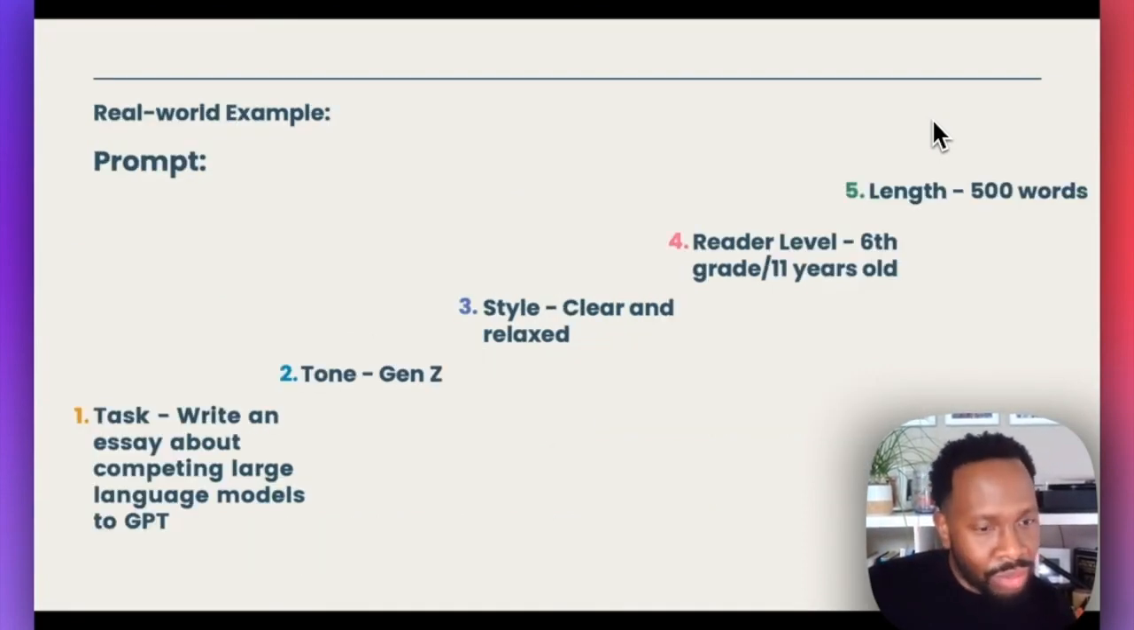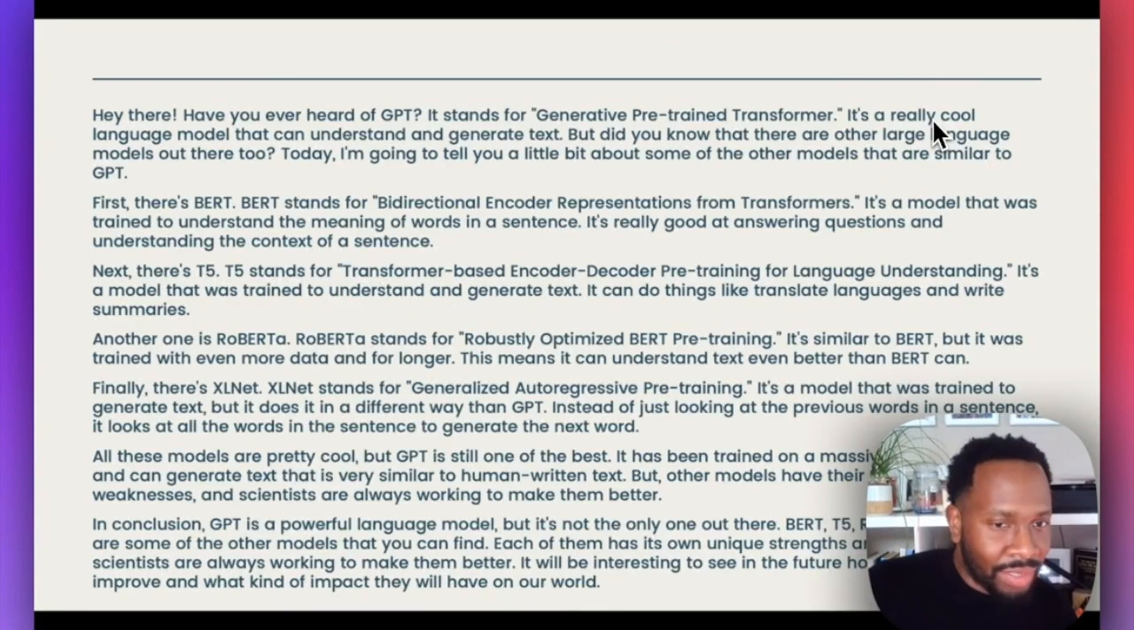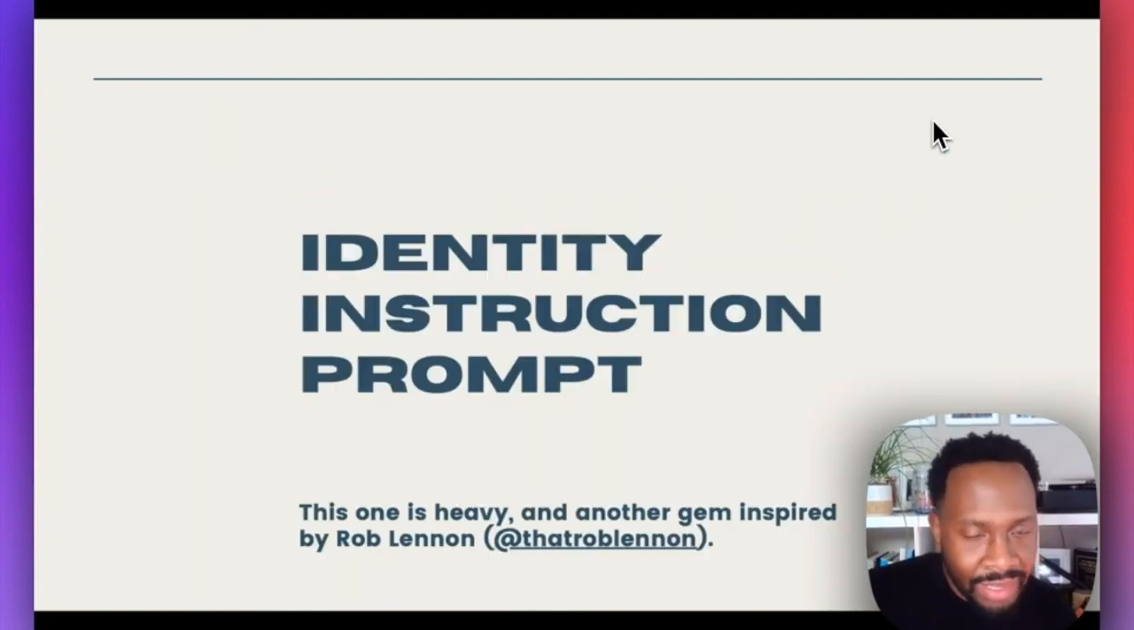That looks like this in a real world example. Write an essay about large language models, write it in the tone of a Gen Zer, make it clear and relaxed, make it a 6 or 8 reading level, and make it no more than 500 words. Now this is what the results look like. So this is how you make it really clear on the style, the audience, and the format, and that will make sure that the results that you get are more aligned to what you're looking for.